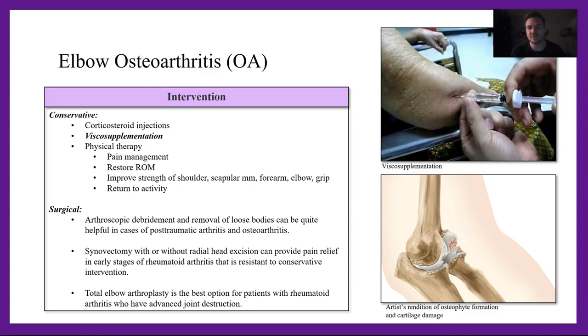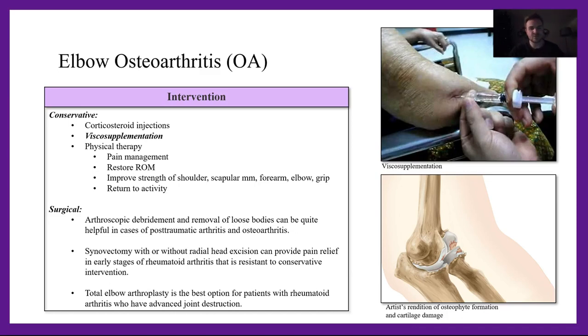So that's a picture of that on the top right. It's a series of injections over the course of several weeks. And so very common in the knee, but can do it in the elbow as well. Physical therapy is all about pain management, restoring range of motion, improving strength, and of course returning to activity.